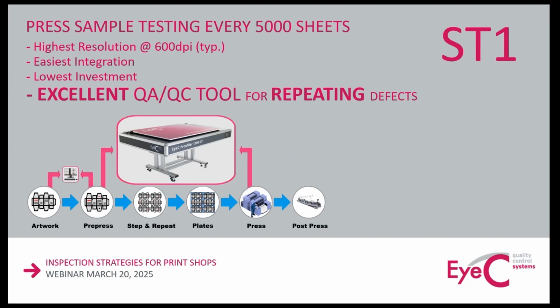So let's look at another potential partner for the possible pairing and testing. Sample testing provides the highest resolution we can get for all inspection systems for sheet-fed. It's the easiest integration, because there is none, and it's the lowest investment of all, making this an excellent QA and QC tool for repeating defects, which turned out to be exactly the weak point of the post-press inspection we had just before.